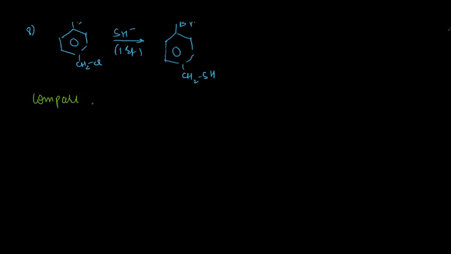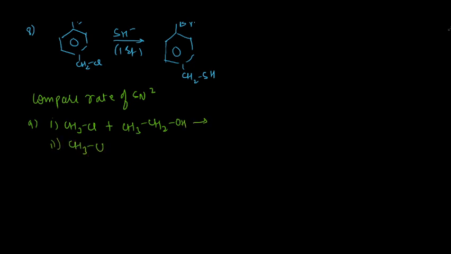Now we're going to compare the rate of SN2 between two reactions we have. A. First, CH3Cl plus CH3CH2OH. Second, CH3Cl plus CH3CH2O negative. We know the second reaction is faster because the strength of the nucleophile is more. In case of SN2, we have to consider the strength of the nucleophile also.